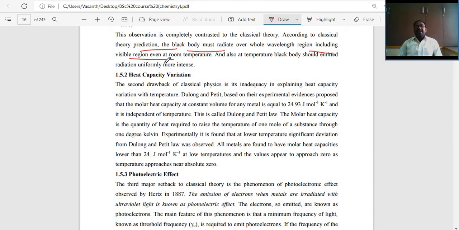Next thing, heat capacity variation. The second drawback of classical physics is its inadequacy in explaining heat capacity variation with temperature.